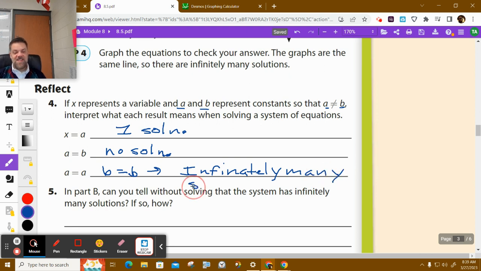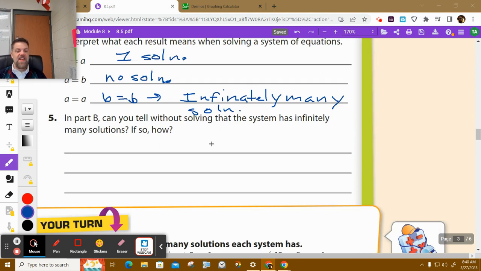Infinitely many solutions. All right, so now for part B, it says, in part B, can you tell without solving that a system has infinitely many solutions? If so, how? Yes.